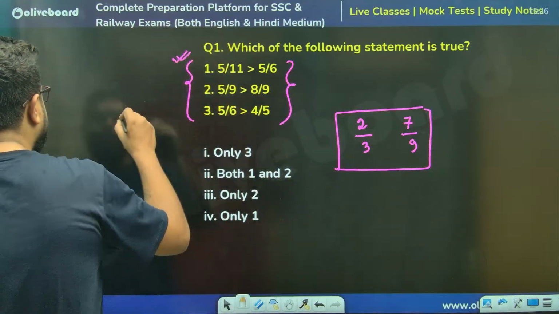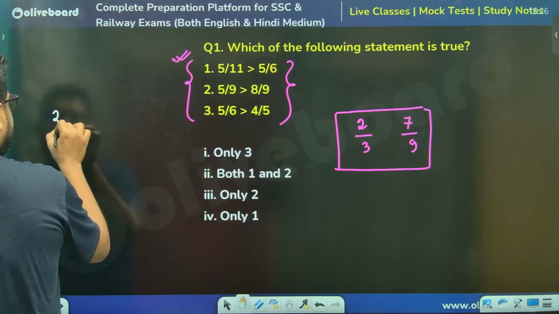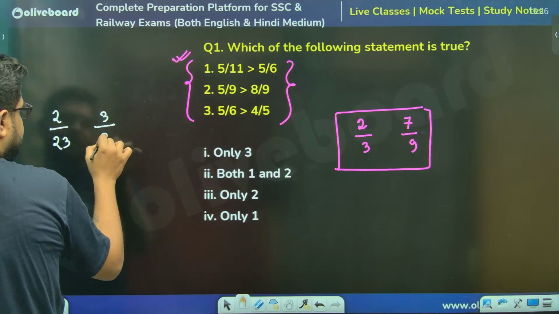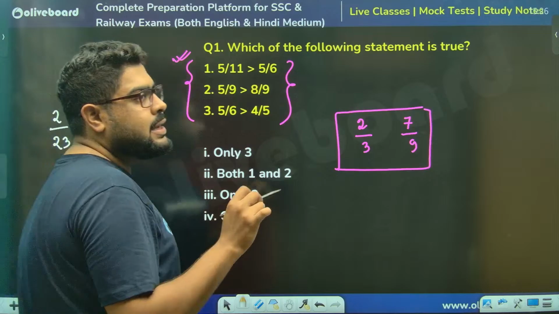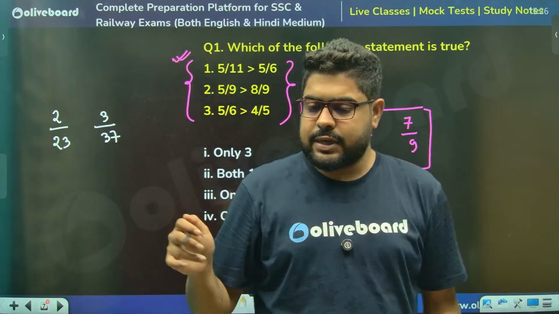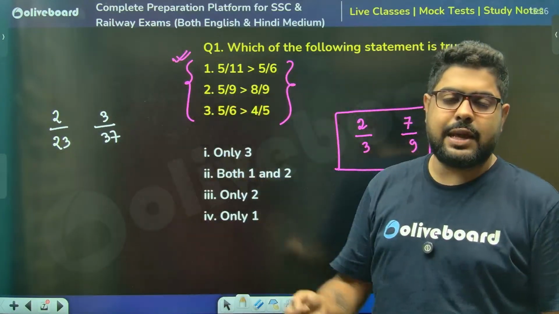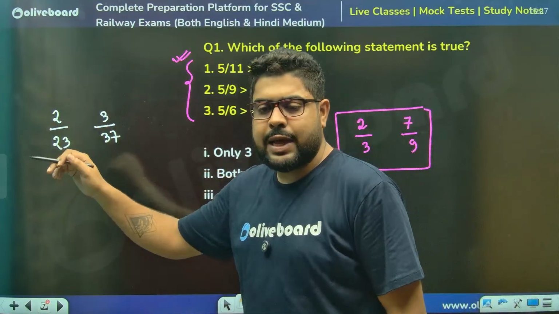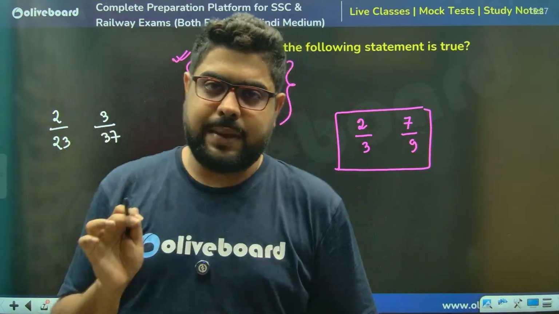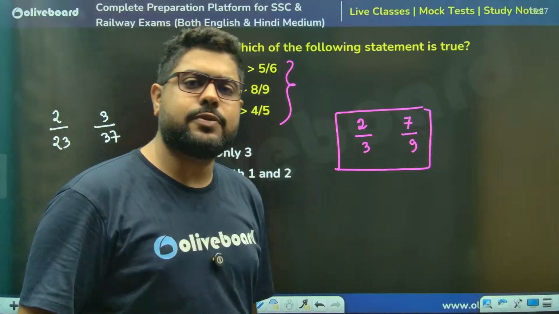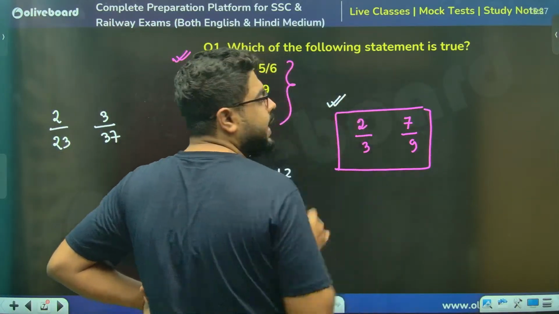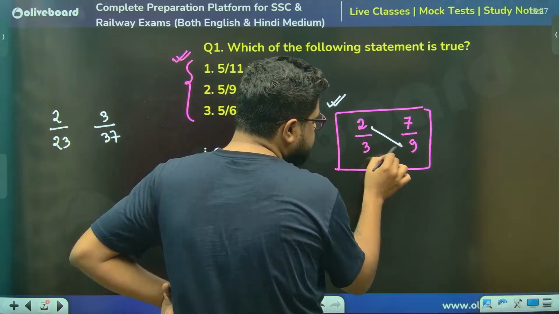But the problem is that if I ask you now 2 by 23 and 3 by 37, which is greater, you cannot easily convert 2 by 23 into a decimal. If you try to do that, that itself will take a lot of time. So there must be some good way. The best way for comparing any two fractions: always cross multiply.